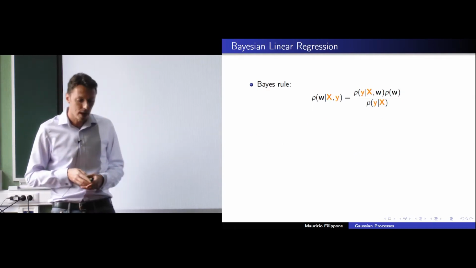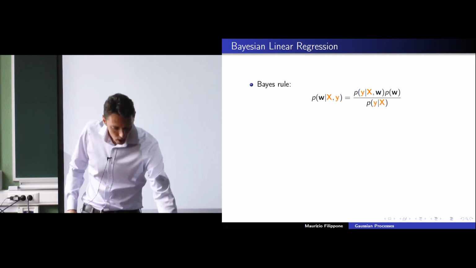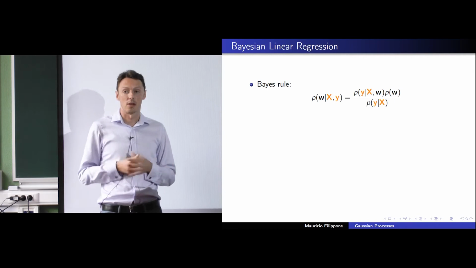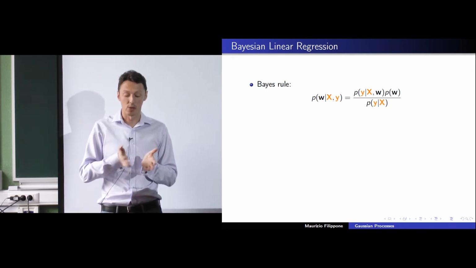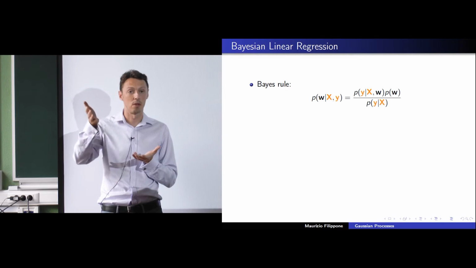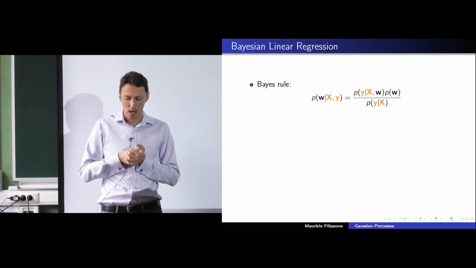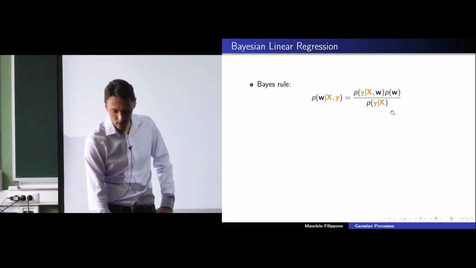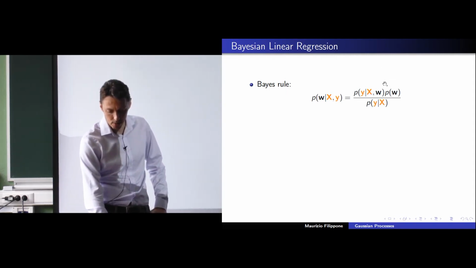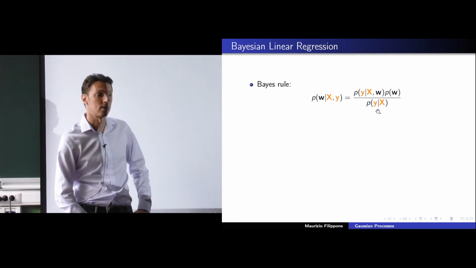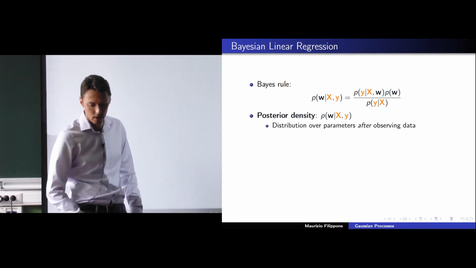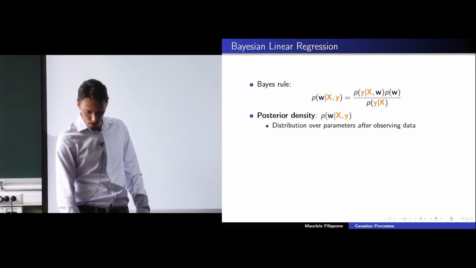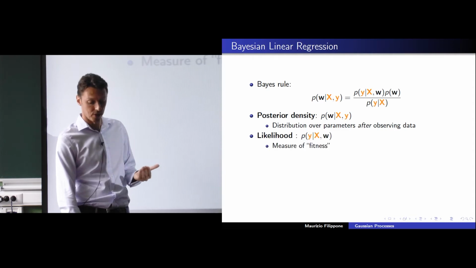If you recall Bayes' rule, if we're Bayesian, we want to characterize the uncertainty on the parameters given the data. So we can ask: what is the posterior distribution over W given the observed data, X and Y? This is the multiplication of the likelihood and the prior, the numerator of Bayes' rule, properly normalized. Here I have all the bits and pieces. The posterior density is what we're interested in, the distribution over parameters after observing the data.